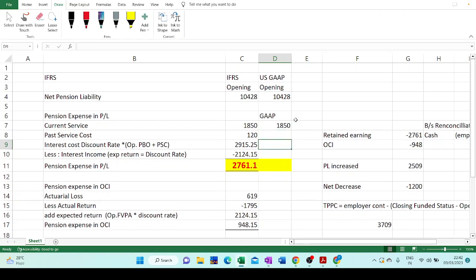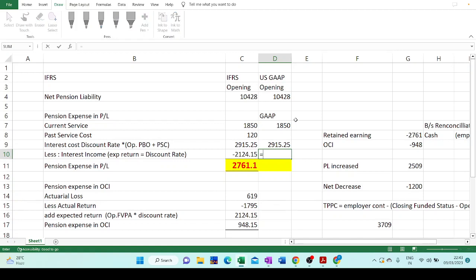Interest costs are calculated in the same way as IFRS. So my interest cost is the same. But interest income calculation differs. IFRS says that expected return is my discount rate. But in US GAAP, we get to choose the expected return. So in the question, they must have mentioned the expected return. Please go to the question and tell me what is the expected return.